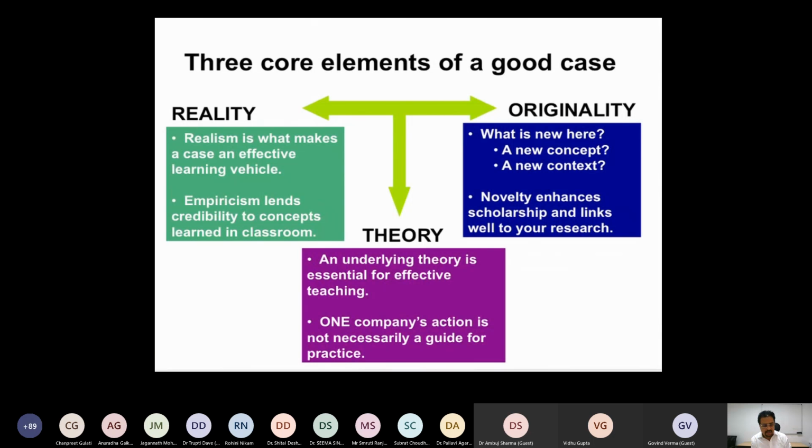Let's go to the theory part. Any question on this? I have a question again. I'm sorry, yeah. I'm asking this, I don't know, stupid or relevant question. What is the meaning of the second? No question is stupid. I told you in the very beginning. Yeah, I know. Yes, but the one who answers is the stupid one. So you don't worry about that part. I'll take care. I'm not getting this second sentence. Novelty enhances scholarship and links well to your research. I mean, I don't get it.